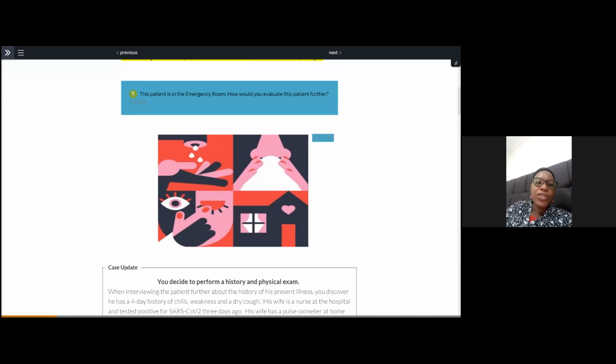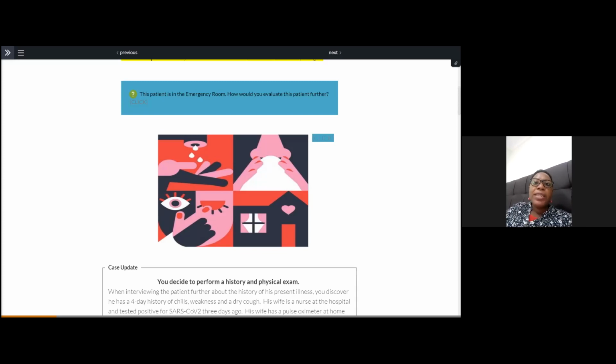On our social history, in resource-limited countries, you really want to find out the type of housing your patient is coming from. Living conditions play a part in whether you're going to hospitalize a patient or ask them to self-isolate or quarantine in their home facility.